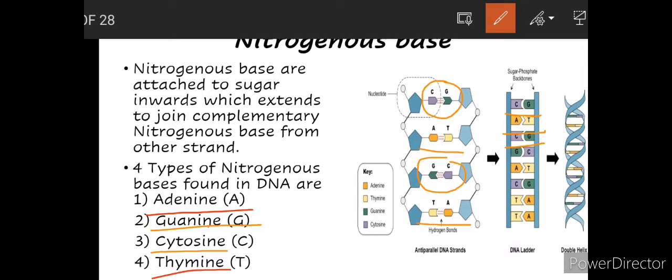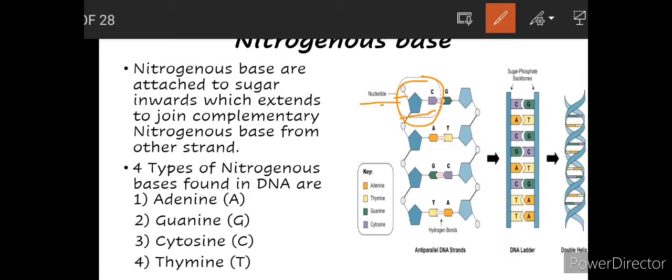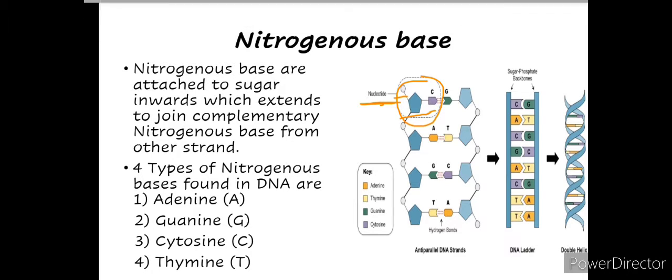These nitrogenous bases form a ladder, and the phosphate, pentose sugar, and nitrogenous base of one strand together are called a nucleotide.